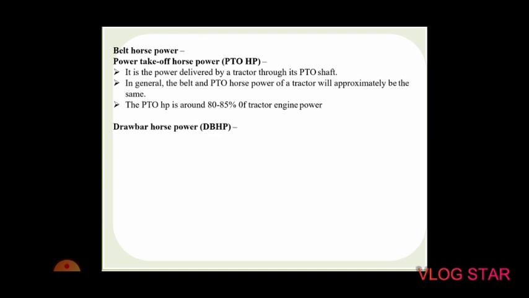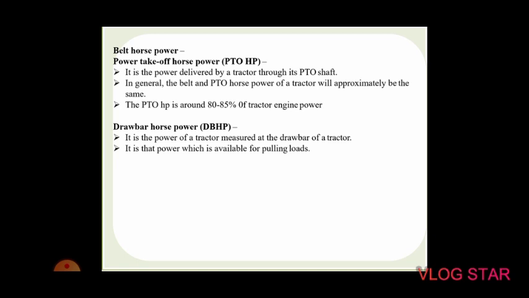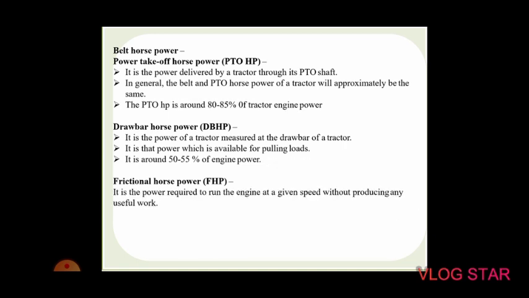Then comes the drawbar horsepower. It is the power of a tractor measured at the drawbar of a tractor. It is that power which is available for pulling the loads. It is around 50 to 55% of the engine power. Then is the frictional horsepower, that is FHP. It is the power required to run the engine at a given speed without producing any useful work. It represents the friction and pumping losses of an engine.